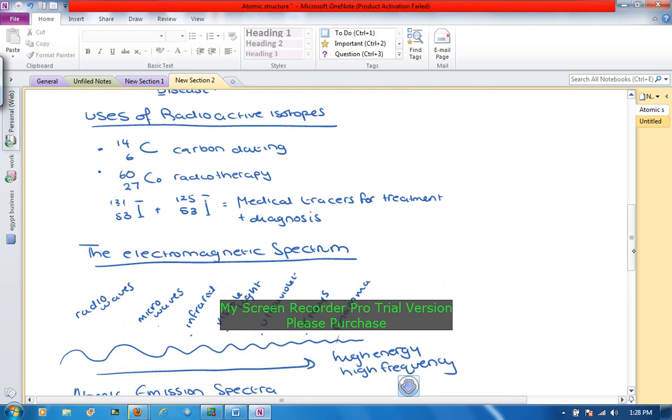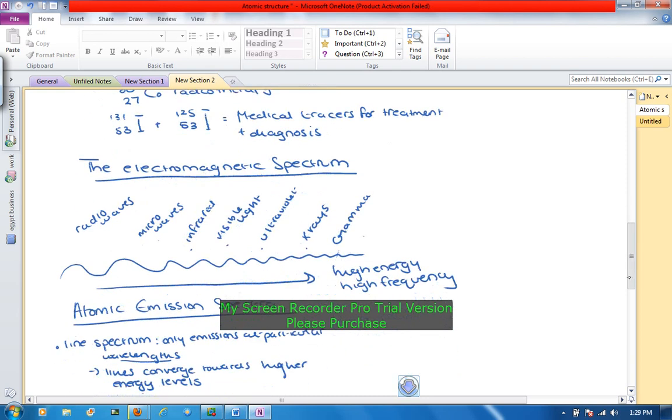Another thing you need to know, and you might be asked about, is what are the uses of radioactive isotopes? We just have to learn them. Carbon-14 is used for carbon dating. Cobalt-60 is used for radiotherapy. Iodine-131 and iodine-125 are used as medical tracers for the treatment and diagnosis of diseases and illnesses.